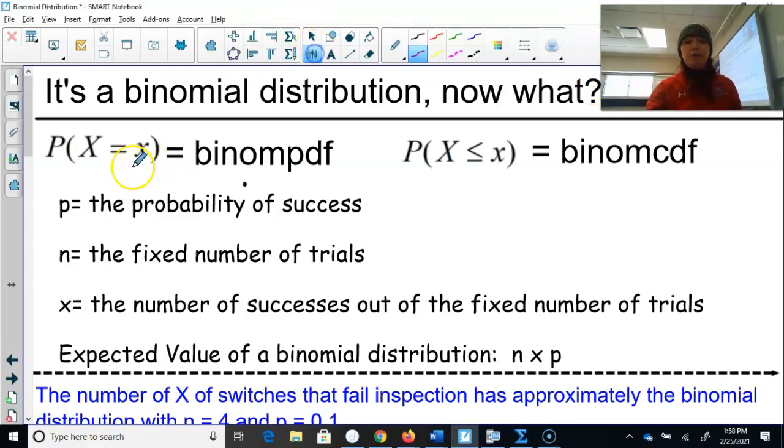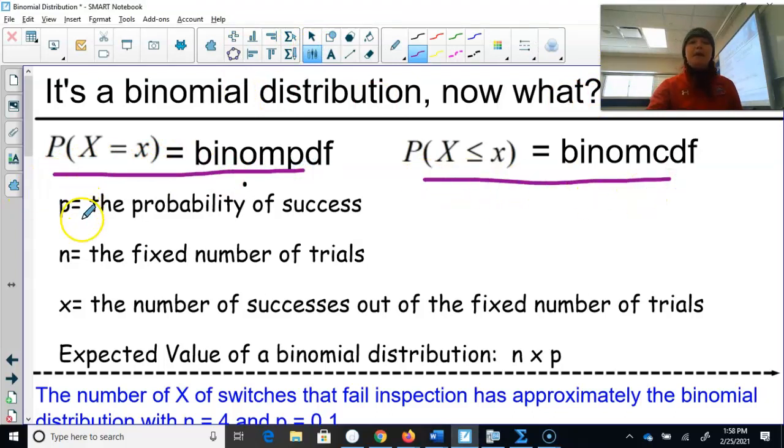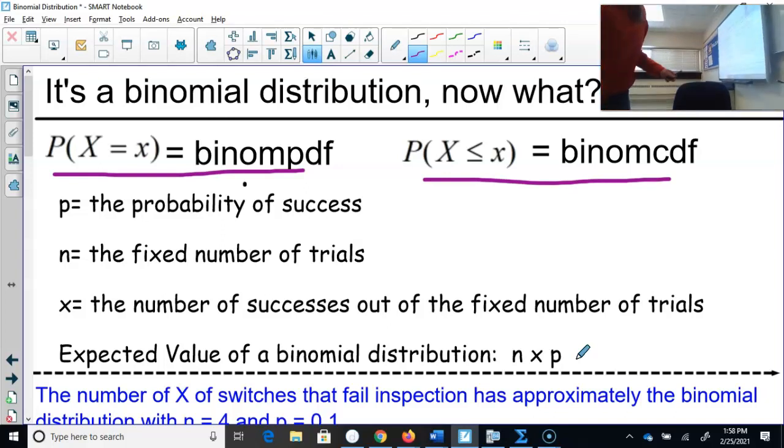I want you in your notes just to highlight or underline this right now. P is equal to the probability of success. N is equal to the number of fixed trials. You need to know that. X is equal to the number of successes out of the fixed number of trials. And finally, the expected value of a binomial distribution is N times P. You're kind of thinking, what the heck is Ms. Opal saying right now? I don't blame you. Let's just go through the process and you'll learn along the way. I'm gonna go to the board right now to teach, and we'll go from there, okay?